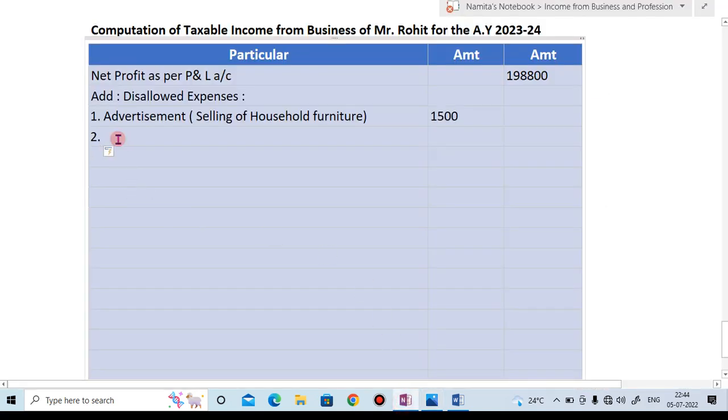Second, salary paid to domestic services, 9,000.